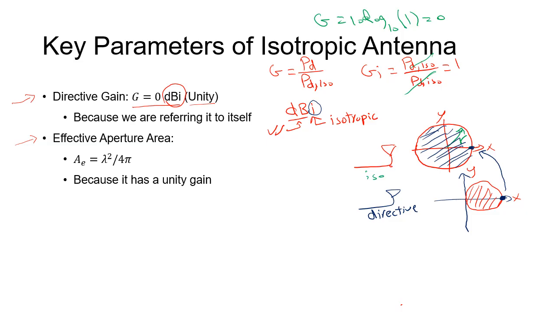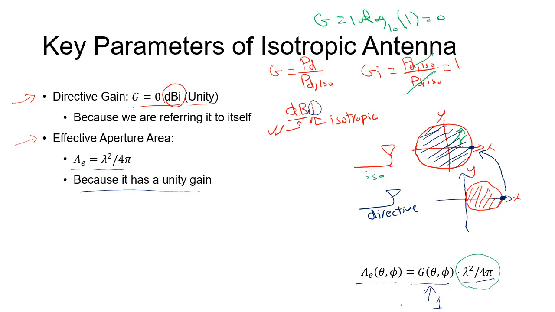Now with the other quantity, we have the effective aperture area defined as lambda squared over 4 pi, and the reason is that we have a unity gain for the isotropic antenna, because the original equation is that the effective aperture area is equal to the gain multiplied by lambda squared over 4 pi, and if you have a unity gain, this reduces to just lambda squared over 4 pi. We have a separate video for this specific definition, I mean the effective aperture area.